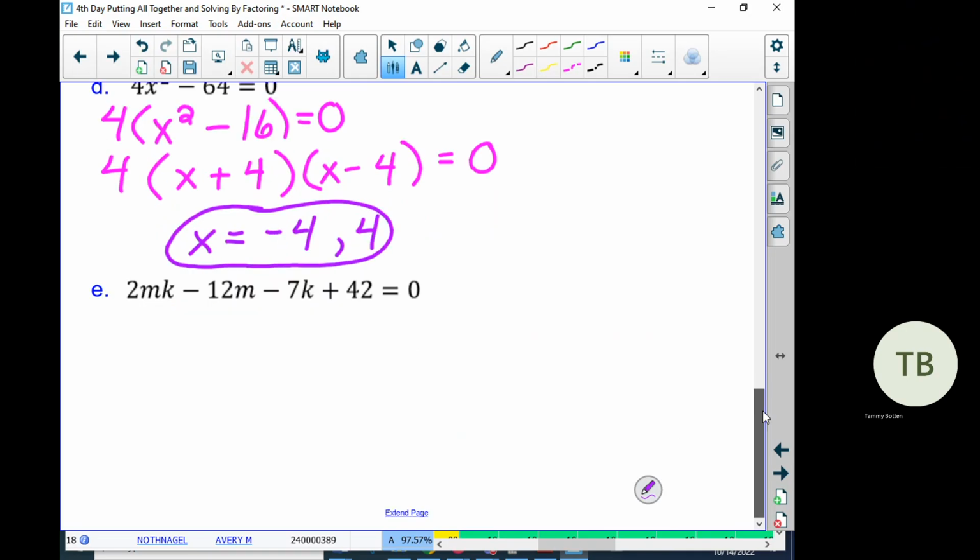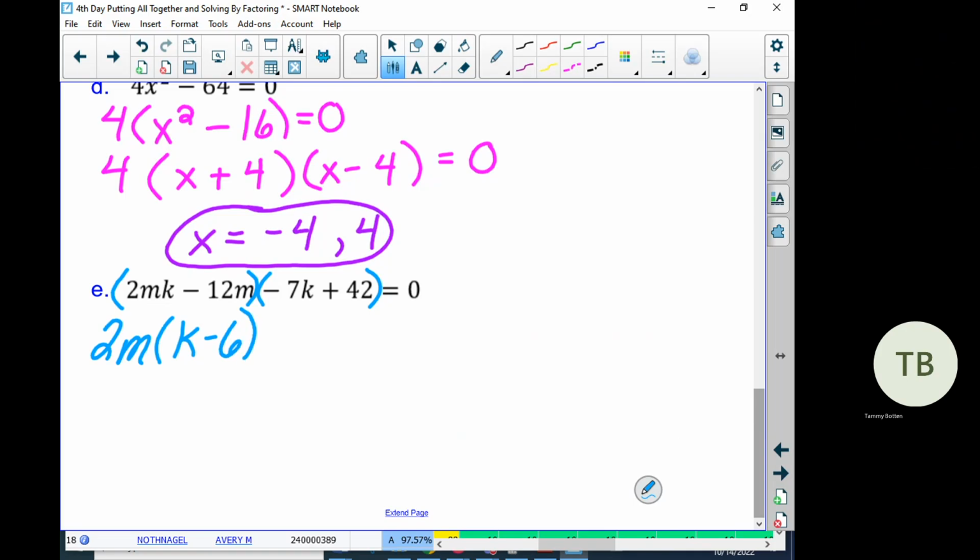This one is factored by grouping. So we're going to put these two together and these two together. Here you look at what can you take out front? I can take a 2 and an M. And then I look at 2M times what gives me 2MK, that's a K. 2M times what gives me negative 12M, that's a -6.